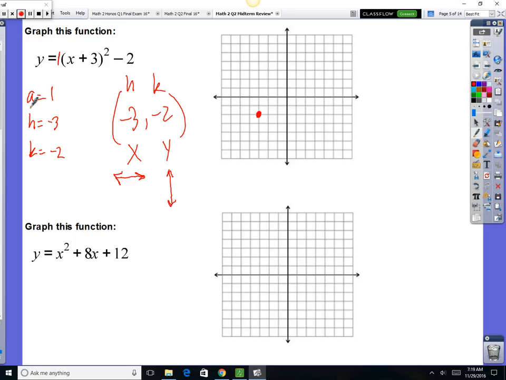Okay, now you're going to use your slope. Your slope is 1, so you're going to go up 1 over 1, dot, dot, and your parabola looks something close to that.